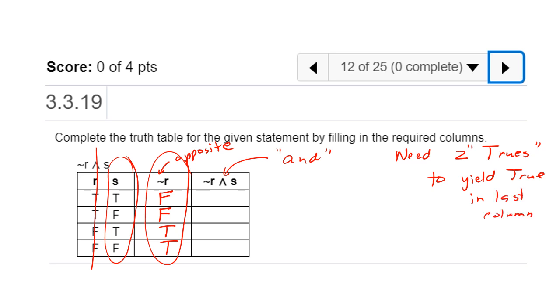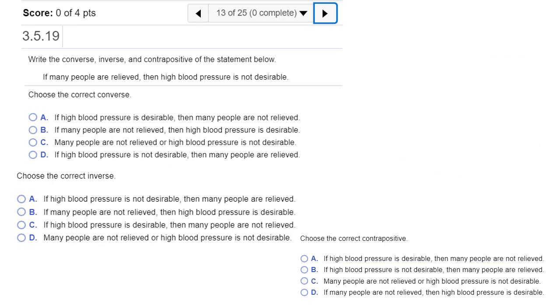So on the first row I have true, false. Well, that's not what I need, so I have to put a false. Then I have false, false. That's not what I need for true, so I have to put false again. In the third row I have true, true. Well, I can put true there. And in the last row I have false, true. That's not a double true, so I have to put false. So I can now look at my truth table and see what I have.